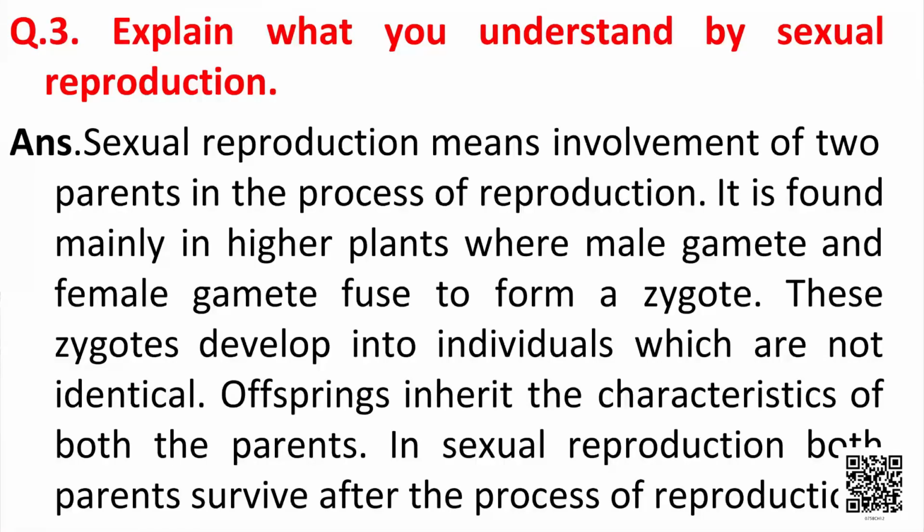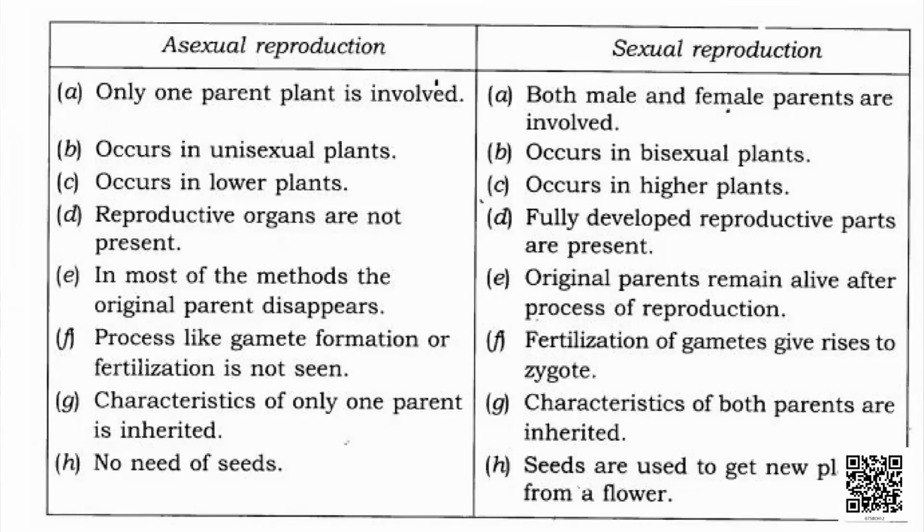Offsprings inherit the characteristics of both the parents. In sexual reproduction, both parents survive after the process of reproduction. Now students, it's time for the fourth question, which is the difference between asexual reproduction and sexual reproduction. In asexual reproduction, one parent plant is involved, but in sexual reproduction, both male and female parents are involved.